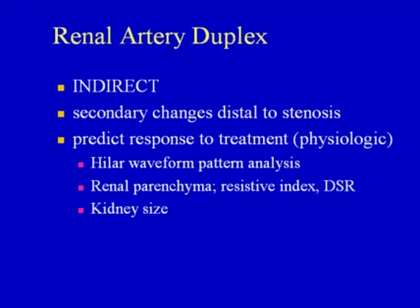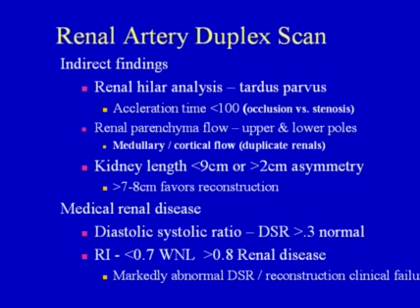This includes doing hilar waveform pattern analysis, renal parenchyma, resistive index, diastolic systolic ratios, and looking at kidney size. Renal hilar analysis, the tardus parvus waveform. The acceleration time of less than 100 milliseconds is normal. Anything greater than that is consistent with occlusion or stenosis. Renal parenchymal flow, assess both upper and lower poles, identify the peak systolic velocities, identify the absence or presence of flow. Kidney length. Any kidney less than 9 centimeters is considered abnormal.